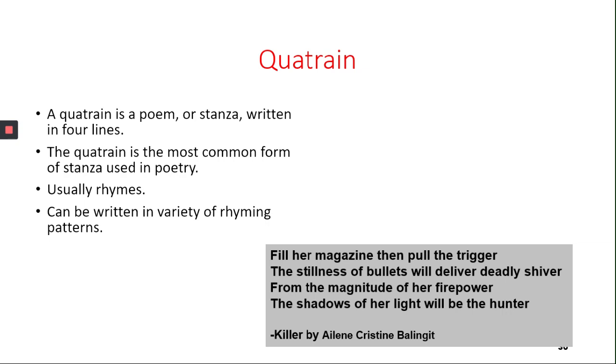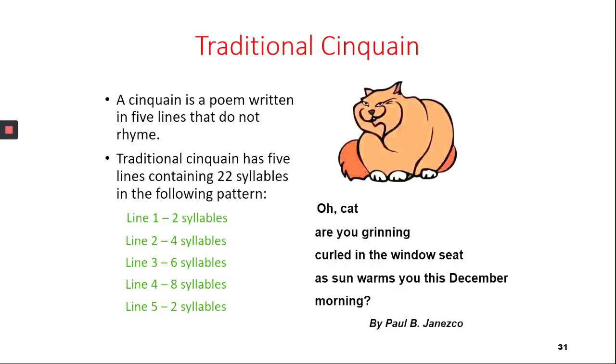Example, fill her magazine, then pull the trigger. The stillness of bullets will deliver deadly shiver. From the magnitude of her firepower, the shadows of her light will be the hunter. This is my poem titled Killer. So this stanza has 4 lines. All of them have the rhyme, and the rhyme scheme or the rhyme pattern that I used is the A, the 4 A's.